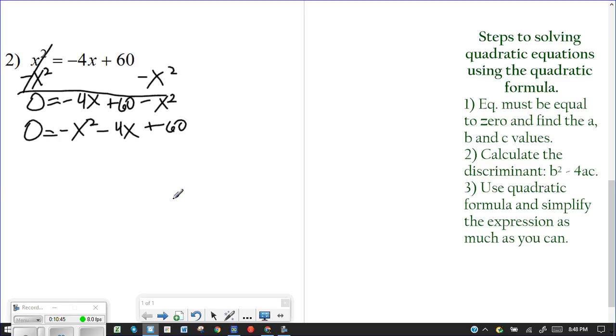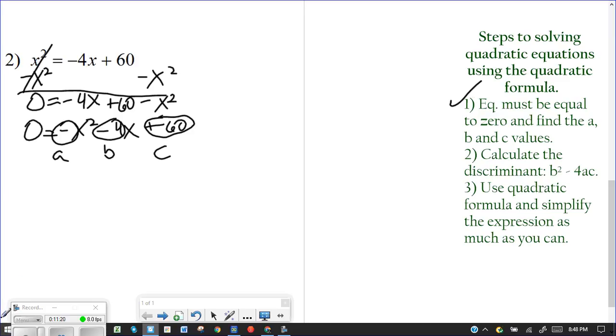So now what I need to do is find out what is A, what is B, and what is C. This right here, that's my A value, and that's a negative 1. This is my B value. And this will be my constant because it doesn't have any variables. So that is my C value. Okay, so step number one, I did that already. I set the equation equal to 0 and I found the A, B, and C values.